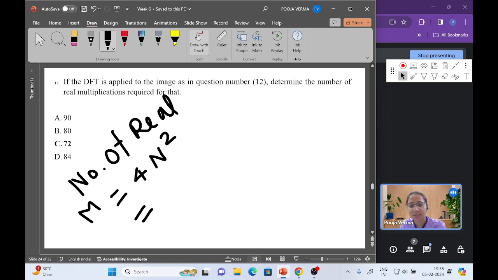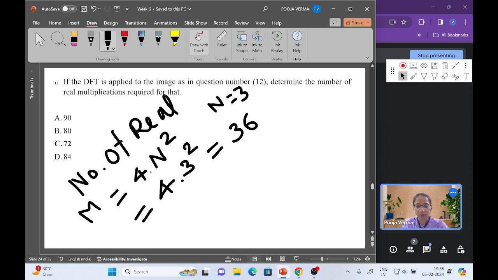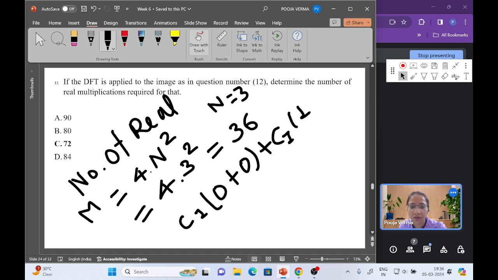So here n is 3. In the previous one, n is equal to 3. So 4 into 3 square, that is 36, right? Here we have calculated for two values, Ci00 and Ci11. So the total number of real multiplications required for both Ci00 plus Ci11.